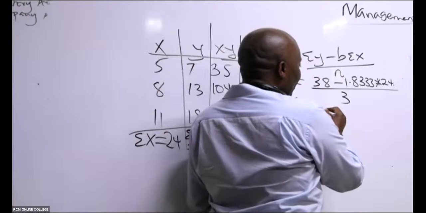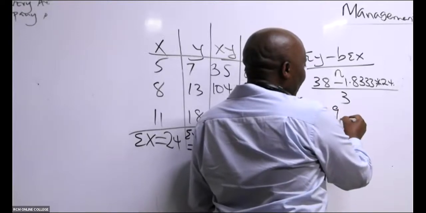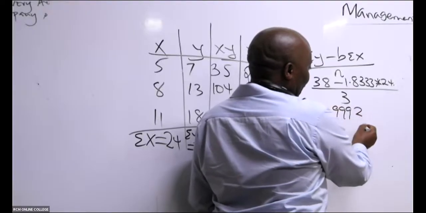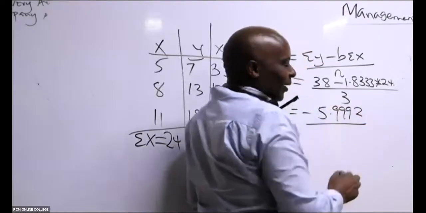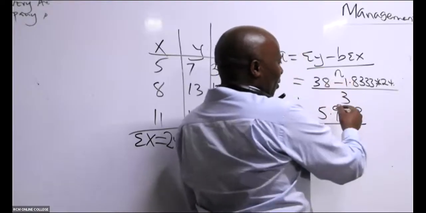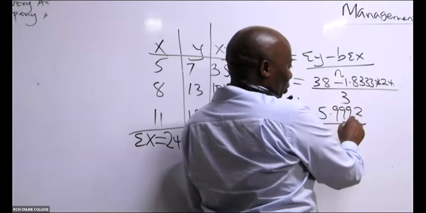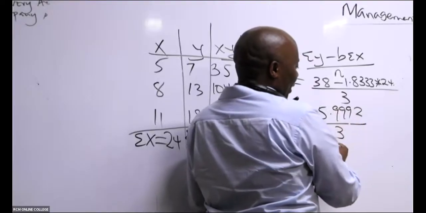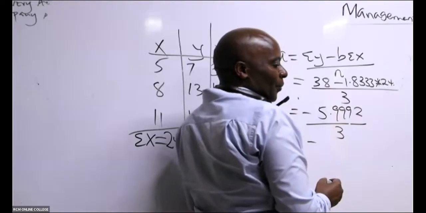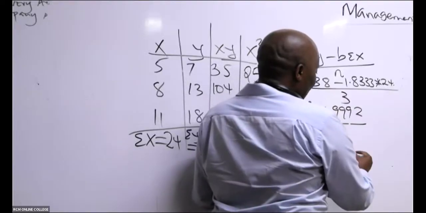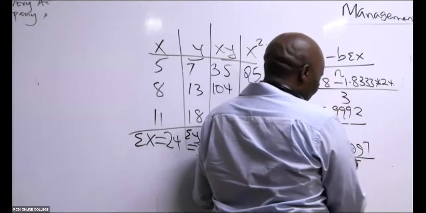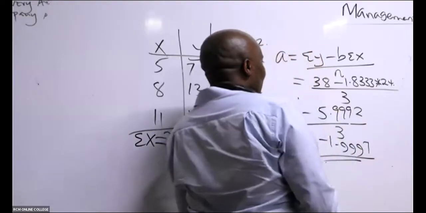38 minus 1.8333 times 24 will end up giving me what figure? Negative 5.99, there are 3 of them. Okay, 2 of them, like that, right? 999 and then 2 over 3. So then the final answer for A will be equal to who? Negative 1.9997. Thank you so much. So then that is it.